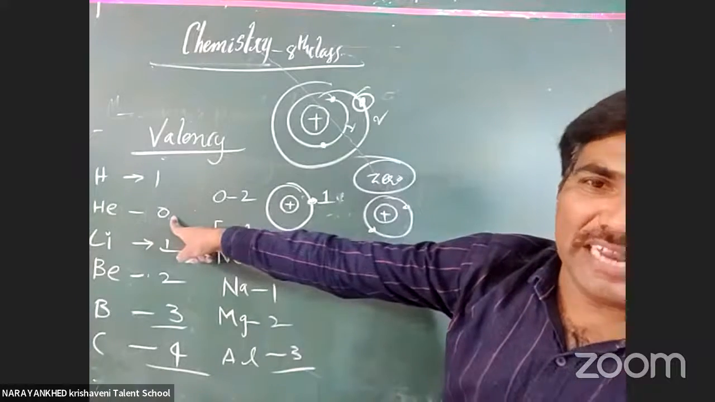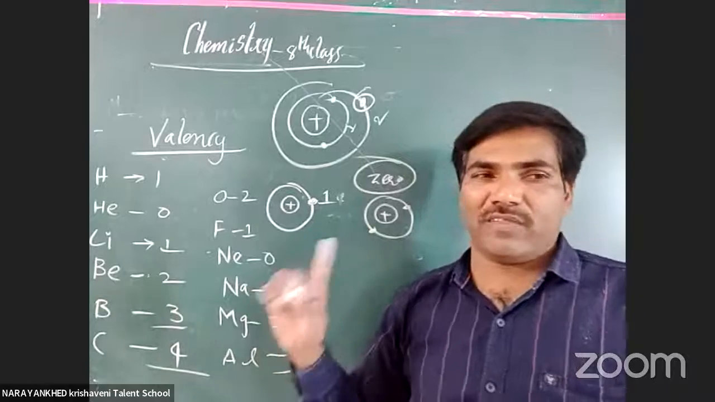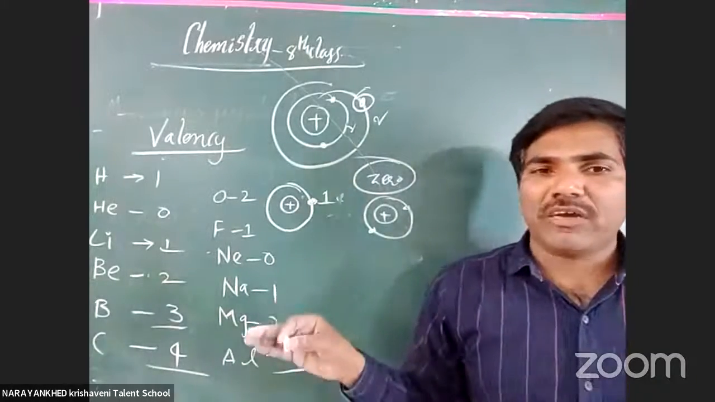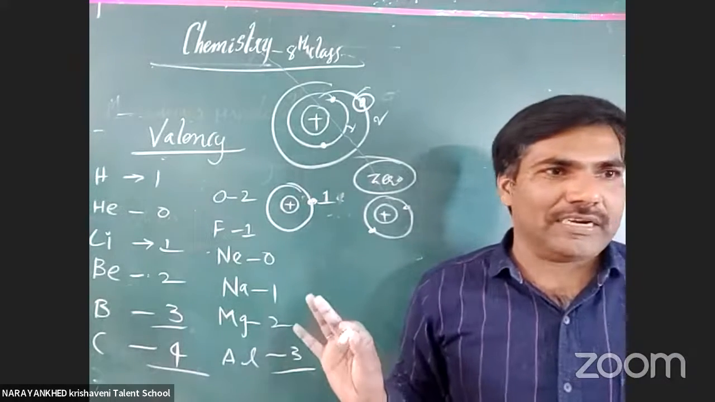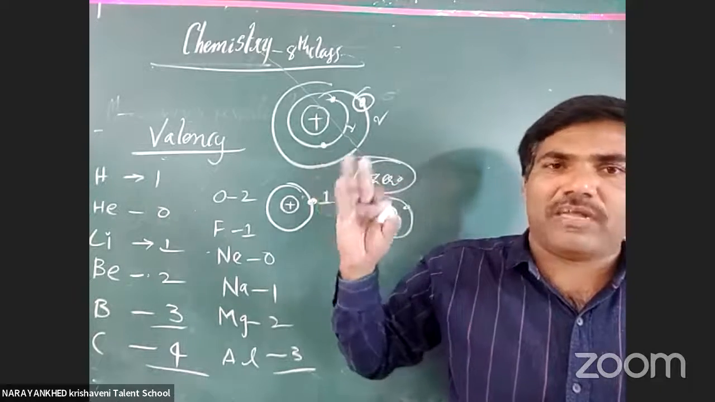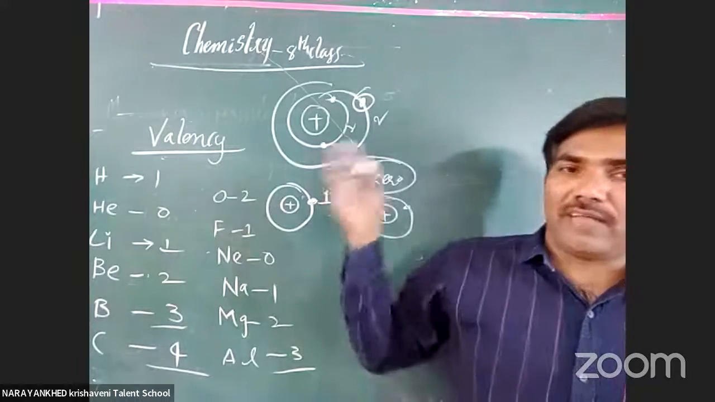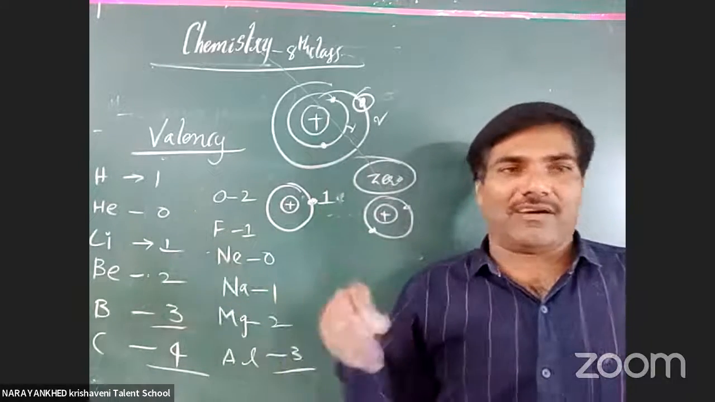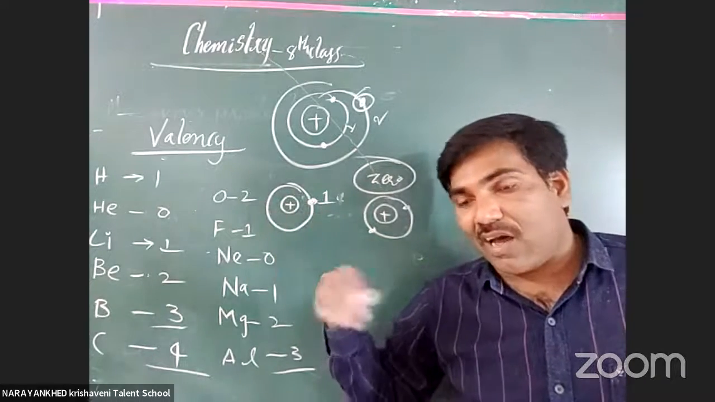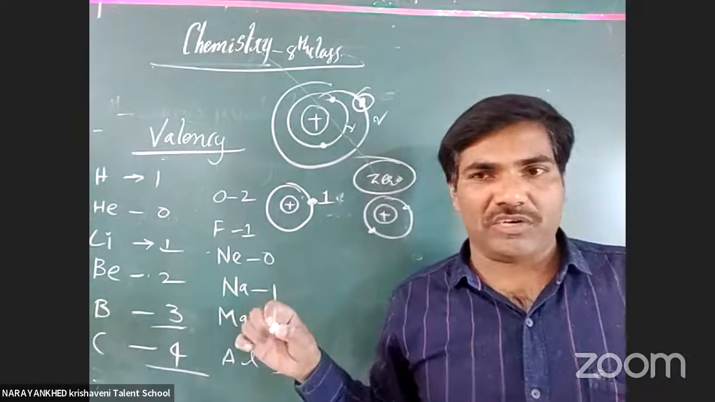Helium. Helium is what? An inert gas. Inert gases are stable things. Every atom, every element wants to become stable. Got it or not? They are ready to become stable. That is why they form chemical bonds. For this purpose, they either lose electrons or gain electrons. Understood my point? I hope you understood.